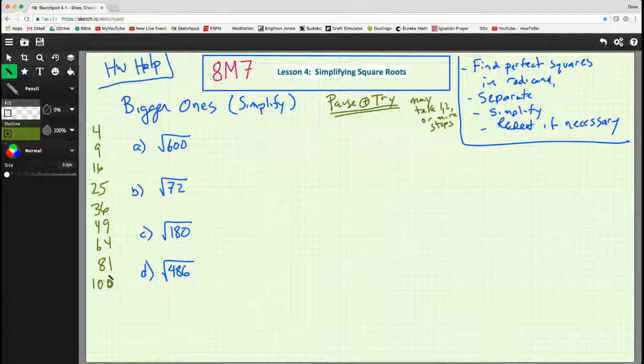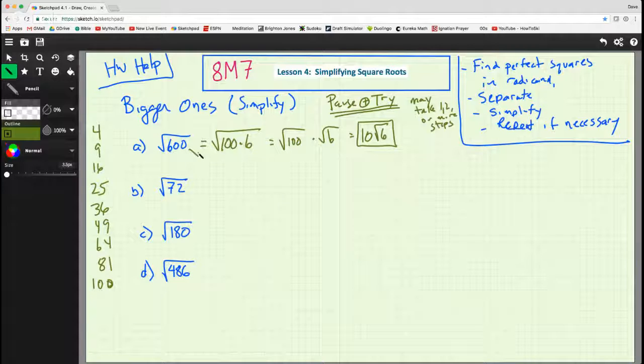Well, I can see quickly on A that 100 will go into 600. So here we've got the square root of 100 times 6. That is equal to the square root of 100 times the square root of 6, which is equal to 10 root 6. Some of you may have taken out a 25. Some of you may have taken out a 4 first, but it doesn't matter what you did here. You still would have ended up with 10 square root of 6 after doing it in multiple steps.